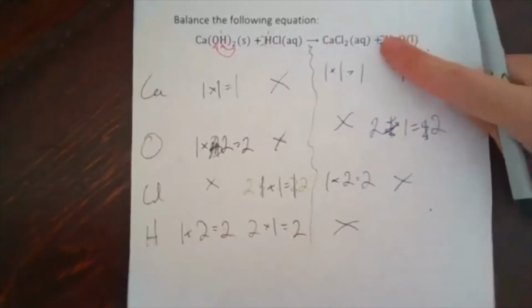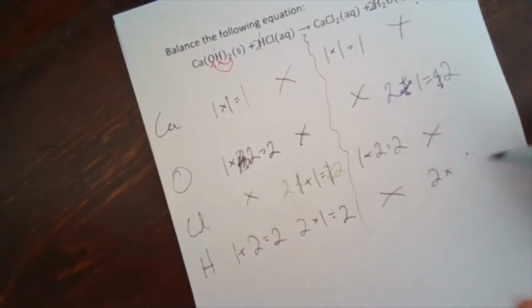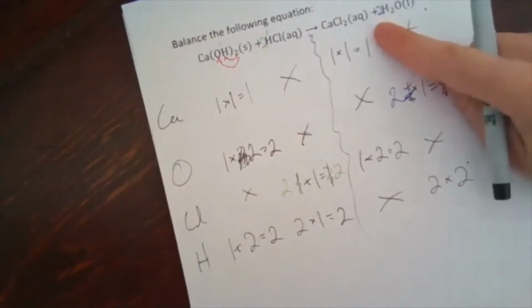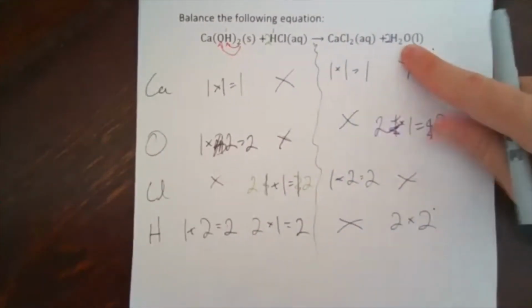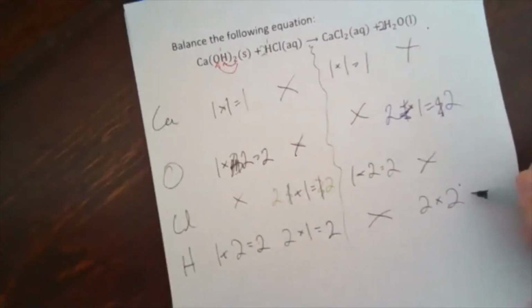Now water, there's a 2 out front, and there's a 2 in the subscript. There are 2 water molecules, each containing 2 hydrogen atoms. Bringing me to 4.